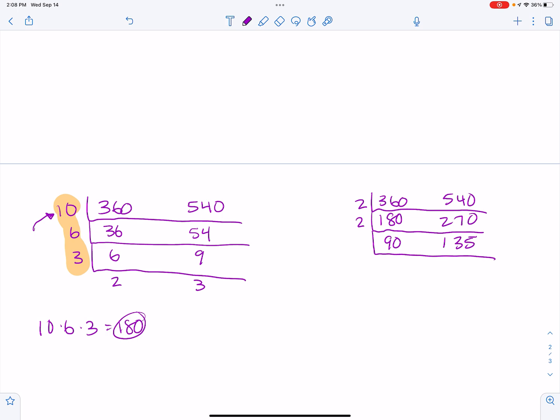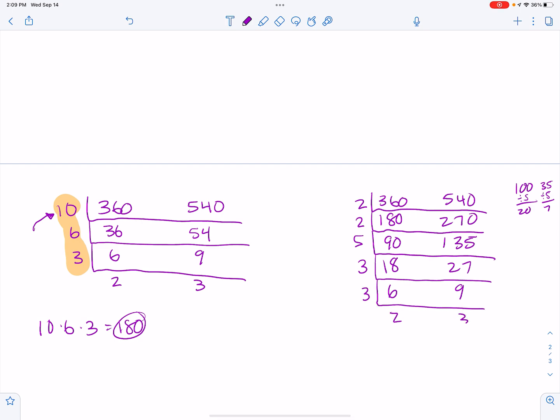90 divided by 5: 100 divided by 5 is 20, and this is 2 tens less, so that's going to be 18. And 135 divided by 5 is a 100 and a 35. 100 divided by 5 is 20, and 35 divided by 5 is 7, so we're left with 27. And we can divide both of those by 3. That's going to be 6 and 9. Let's do 3 again. 2 and 3.